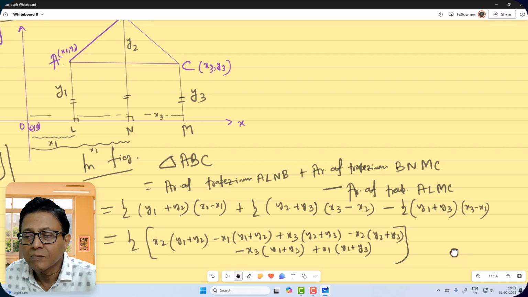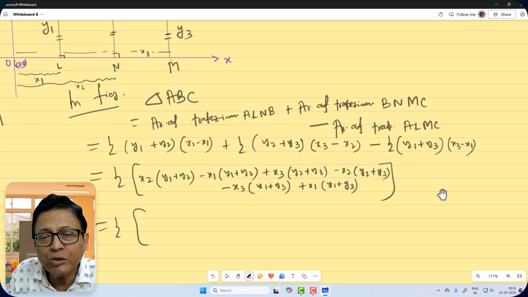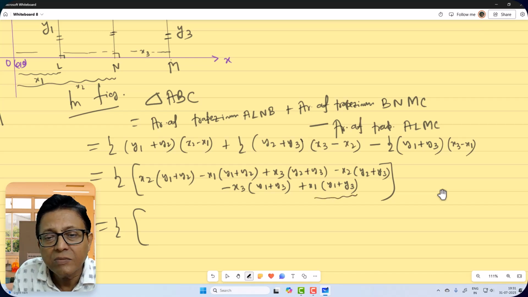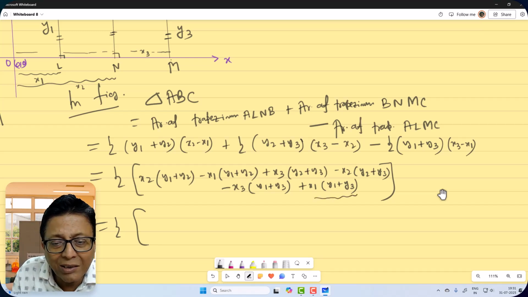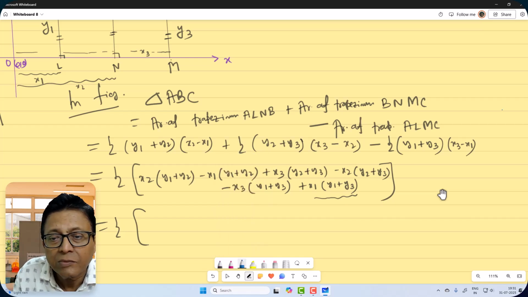Alright. Now this will be half. Take x1 together. What is x1? That you can see easily. We will be taking x1 together, that is this x1 and this x1.